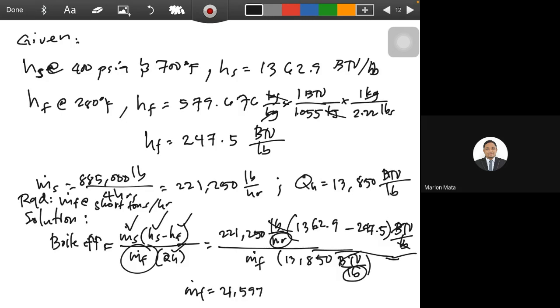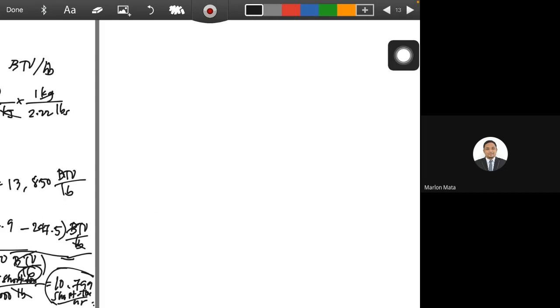Which is equivalent to 21,597.8 pounds per hour. Since we need this in short tons, 2,000 pounds is 1 short ton. Cancel the pounds. This gives us 10.799 short tons per hour. So this is the final answer. That is for problem 1.